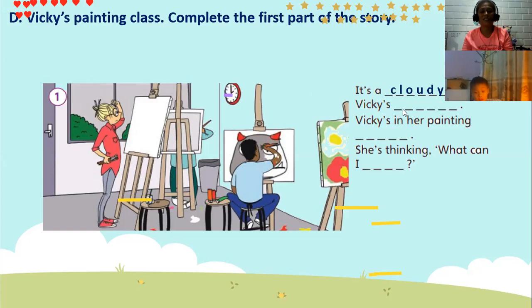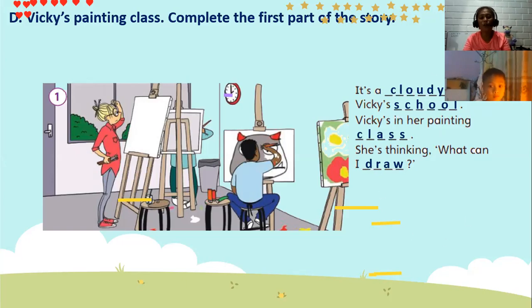Vicky's raw. Cool. Okay. Vicky's in her painting. What's the answer here? I don't know. Okay. We'll need class. Okay. She's thinking, what can I draw? Yay! Wow, you're very smart. How did you know that? Wow, you're getting good every day, okay?